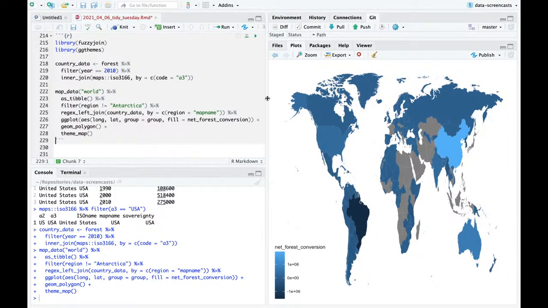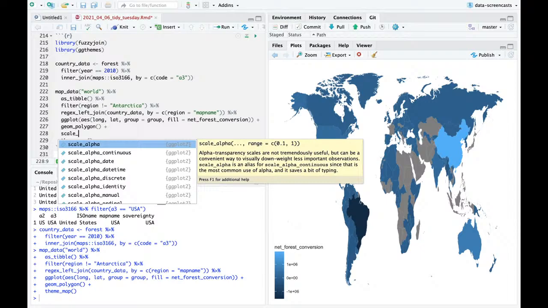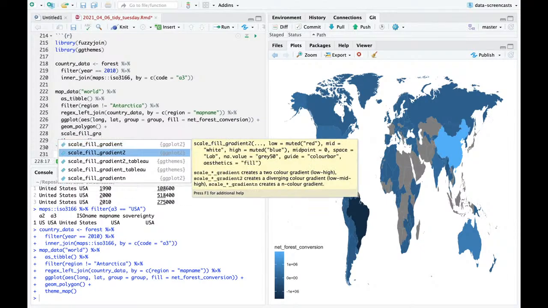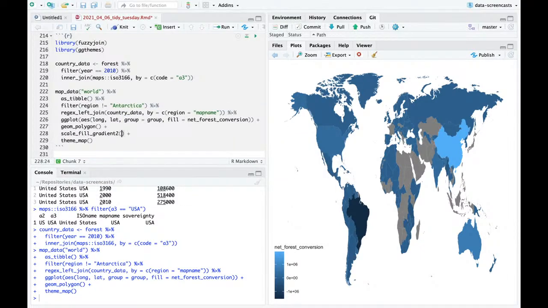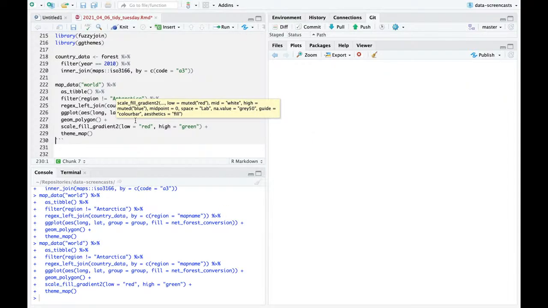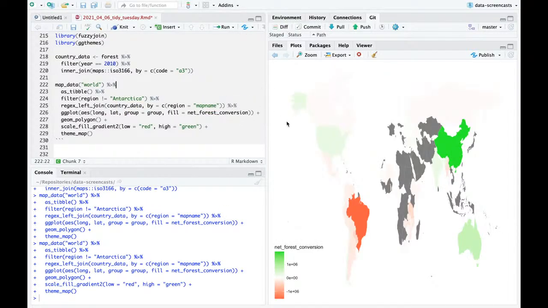All right, next step. Now we have what's called a choropleth. We filled in all our countries. This wasn't too bad for this chunk of code, but I'm going to want to specify that this scale fill should probably be a gradient. I like gradient 2, going from red to, I would do green because it represents forest. Please forgive me if you're colorblind, but it's one way to do it.